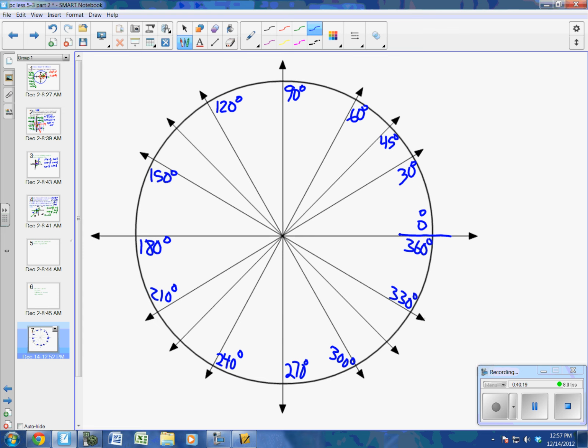And 45 plus 90 makes 135. So we write that 135 in. And 135 plus 45 makes 180. And then 180 plus 45 makes 225. And then 225 plus 45 makes 270. And 270 plus 45 makes 315 degrees. And then plus 45 makes 360.